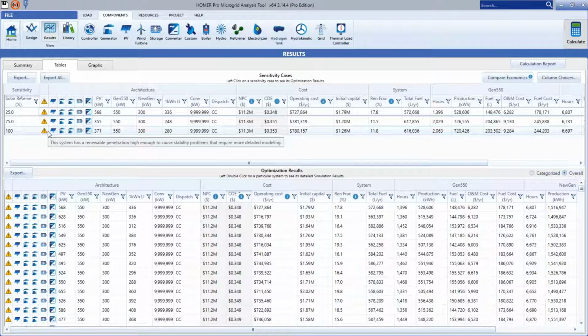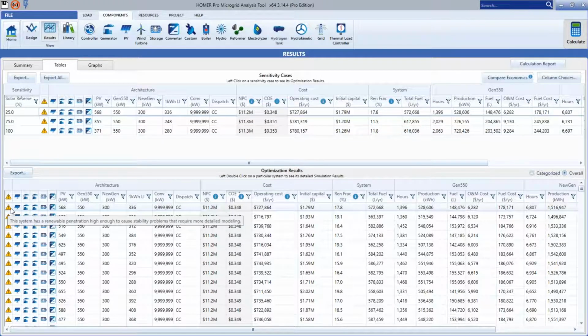Okay. So as I mentioned earlier, maybe we can go down here. So whenever you have this, if we read, this system has a renewable energy penetration high enough to cause stability problems that require more detailed modeling. So with high variable renewable coming into the system, there could be stability issues. So a battery can help address that, but the control mechanism should also be considered. So Homer will give you an overview of the capacity, but gives you a warning that you should also consider addressing the issue on stability if you're using variable renewables in this configuration.